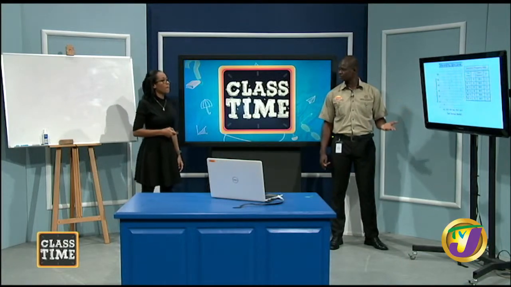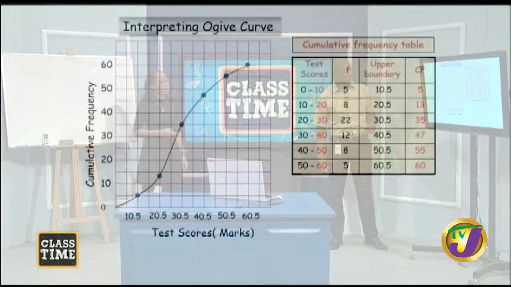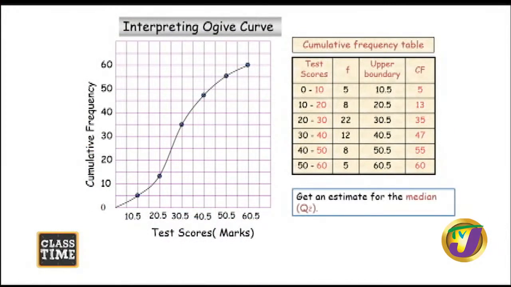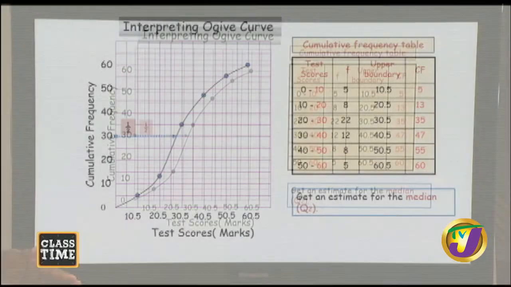All right, so this is a graph that the principal would have constructed before, and she now wants to ascertain some information. She wants to find her median. What is that score that falls in the middle? So she's finding her Q2 first, because Q2 is the median. Q2 would be half of the data set. Here we find that half of 60 is 30.